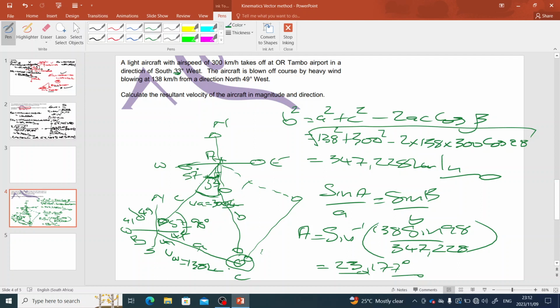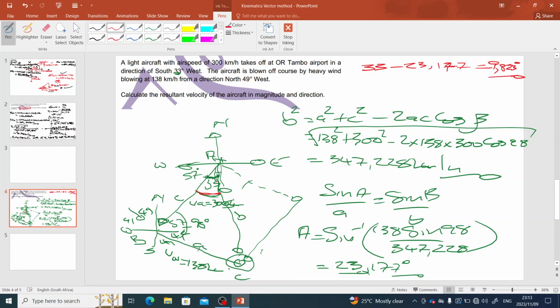Remember, from here to this cardinal point, we need to get 33. But this time around, we've calculated the angle, and the angle that we got from here to the resultant is 23. Then we need to calculate that smaller angle there. What is its value? Then you would say 33 minus 23.177. Then I got my answer as 9.823 degrees.